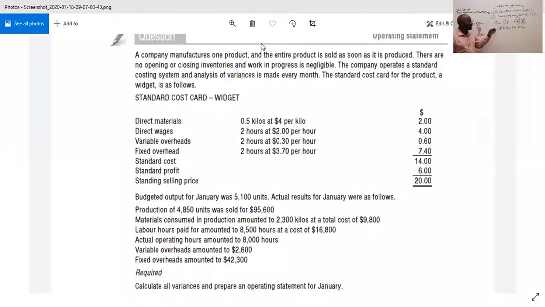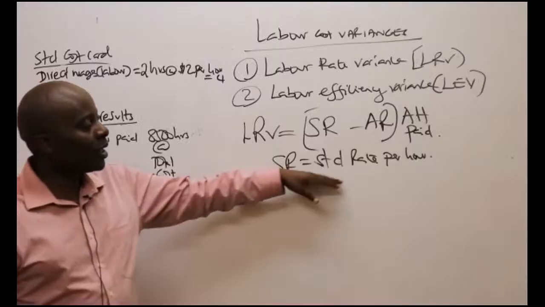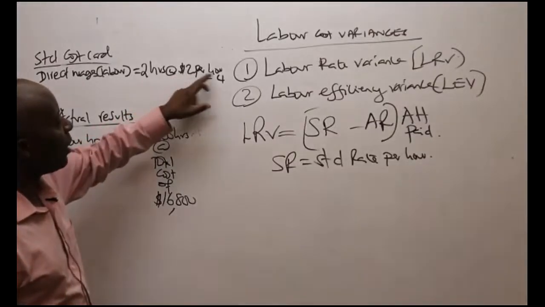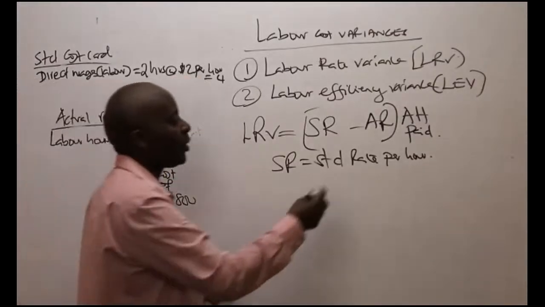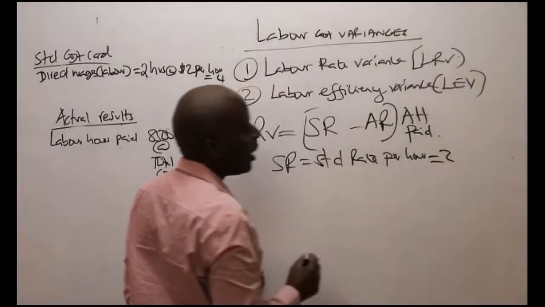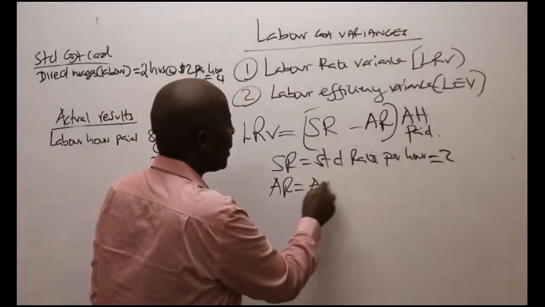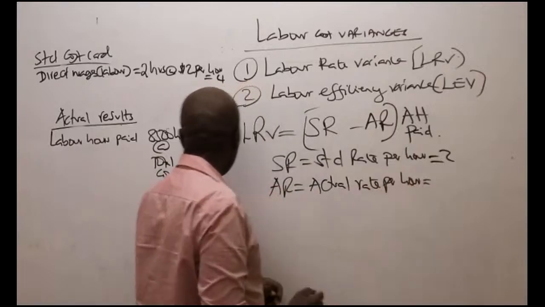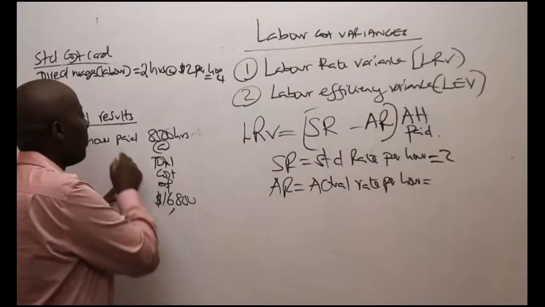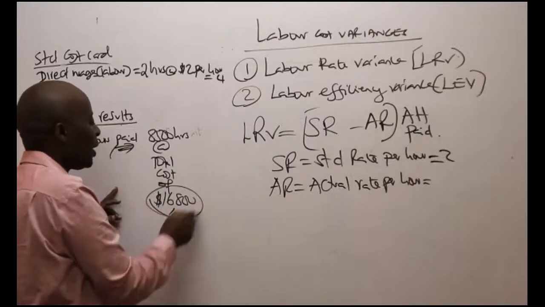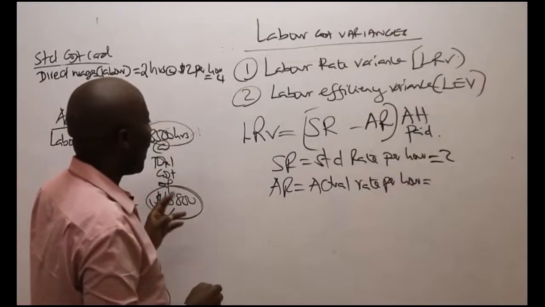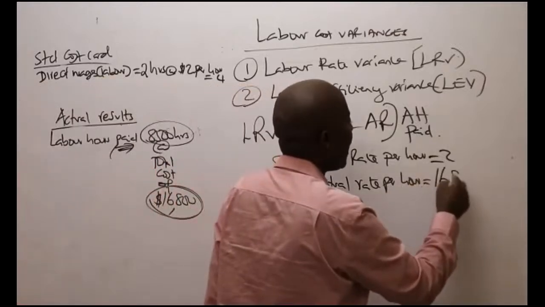When they talk of standard rate, you throw your eyes to the standard cost card. So the standard labor rate per hour here is $2 per hour. How about AR? AR stands for the actual rate per hour, the actual payment per hour. My labor indeed cost me 16,800, but with this 16,800, I procured 8,500 hours. So the actual rate per hour will be 16,800 divided by 8,500.